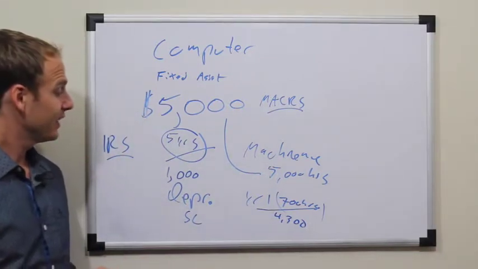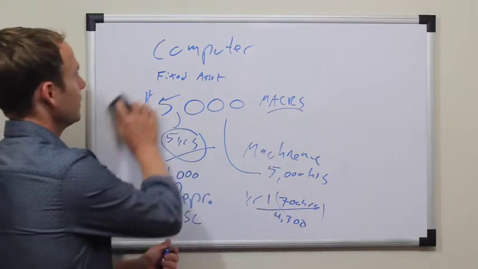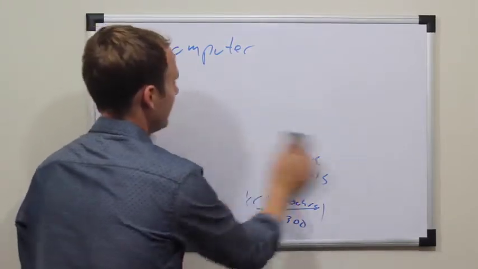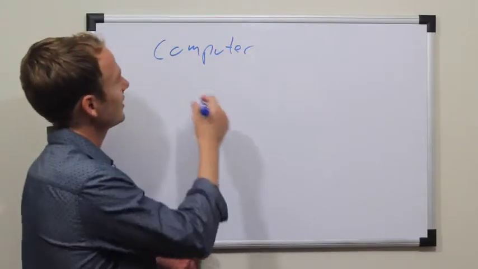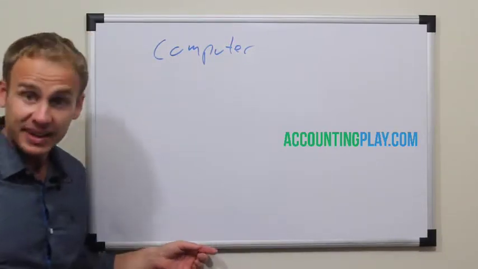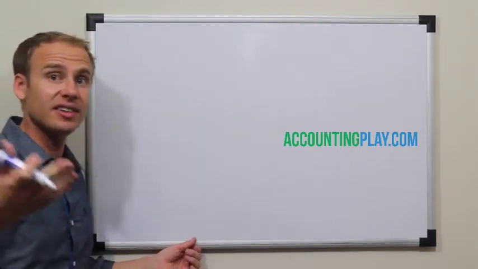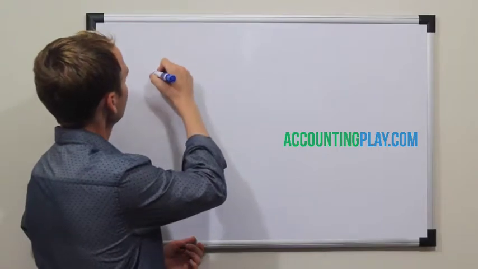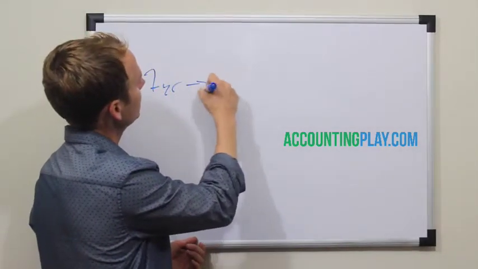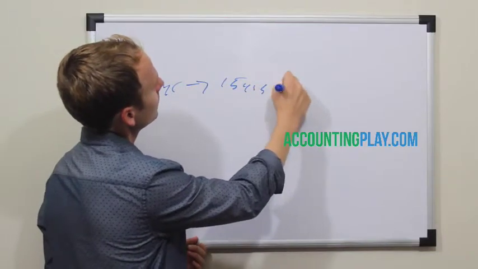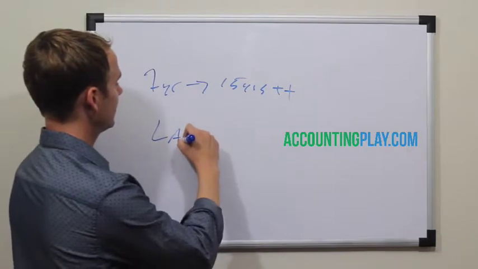So, this is the example of a computer. You might also have things such as intangible assets, which are amortizable, and the IRS may say, hey, there's a 15-year life on that, or whatever it happens to be. So an asset can be anywhere from 1 year to 15 years plus plus.